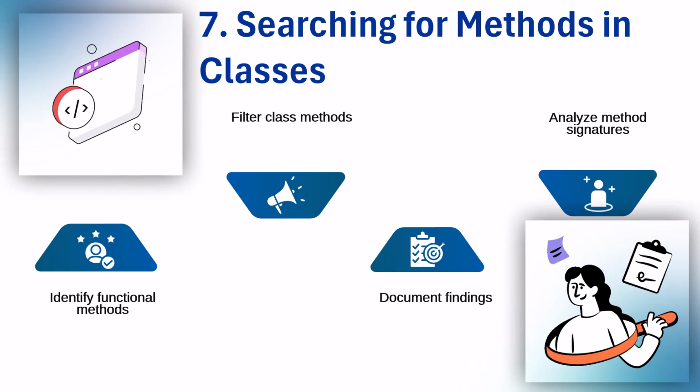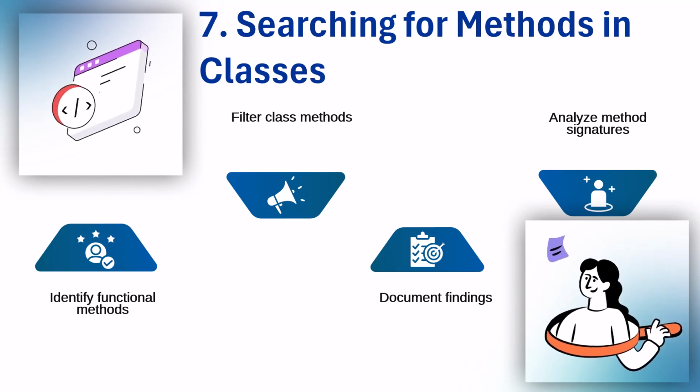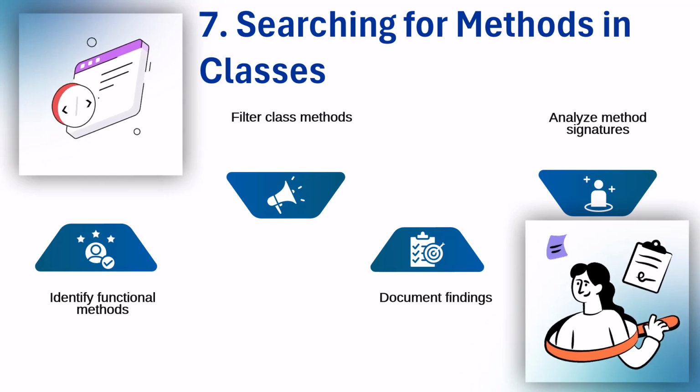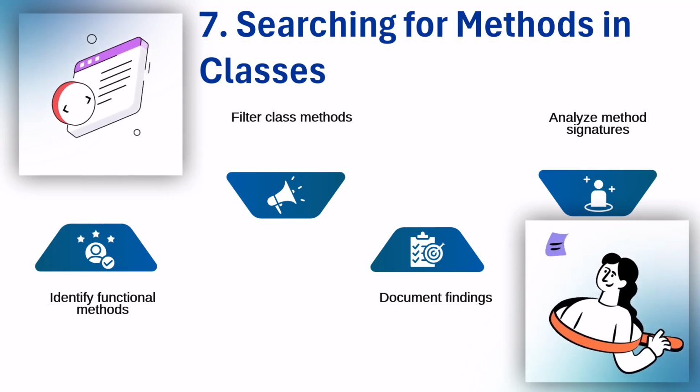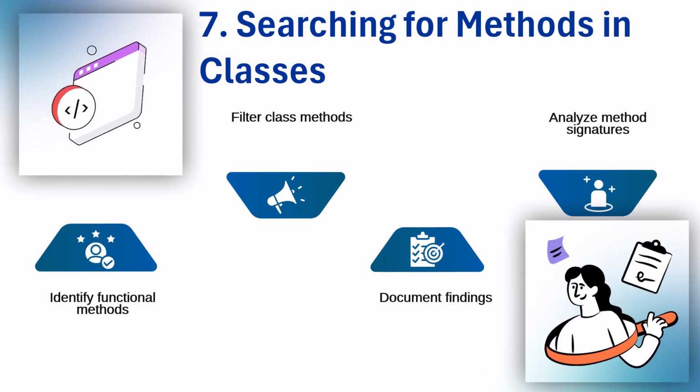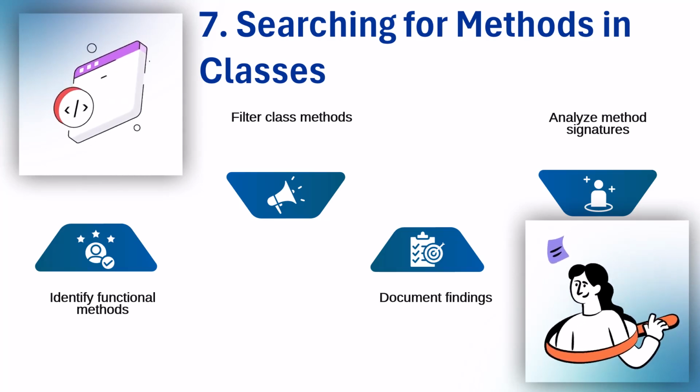Class methods are like hidden treasures. Use filters to find them, analyze their signatures, and figure out what they do. Make sure to document your findings. It's like a treasure map for future reference.